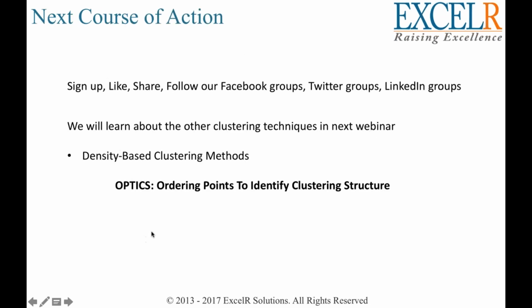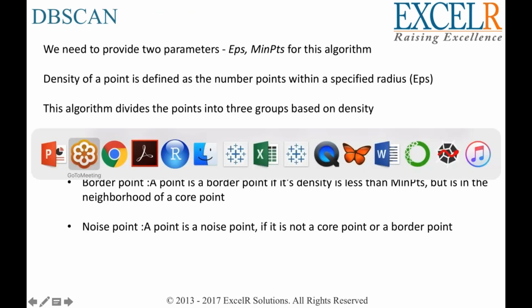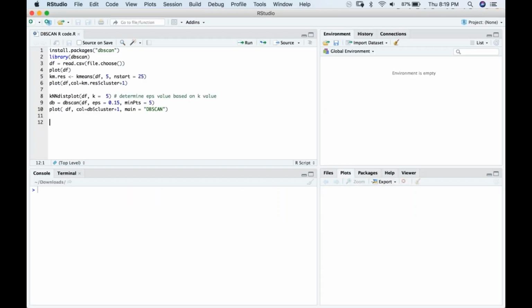All right. Now, before showing that, let me go to R. In order to run DBScan algorithm, there is a package called DBScan. You just need to install that package. And once you install, you know for a fact that you also have to invoke the package.